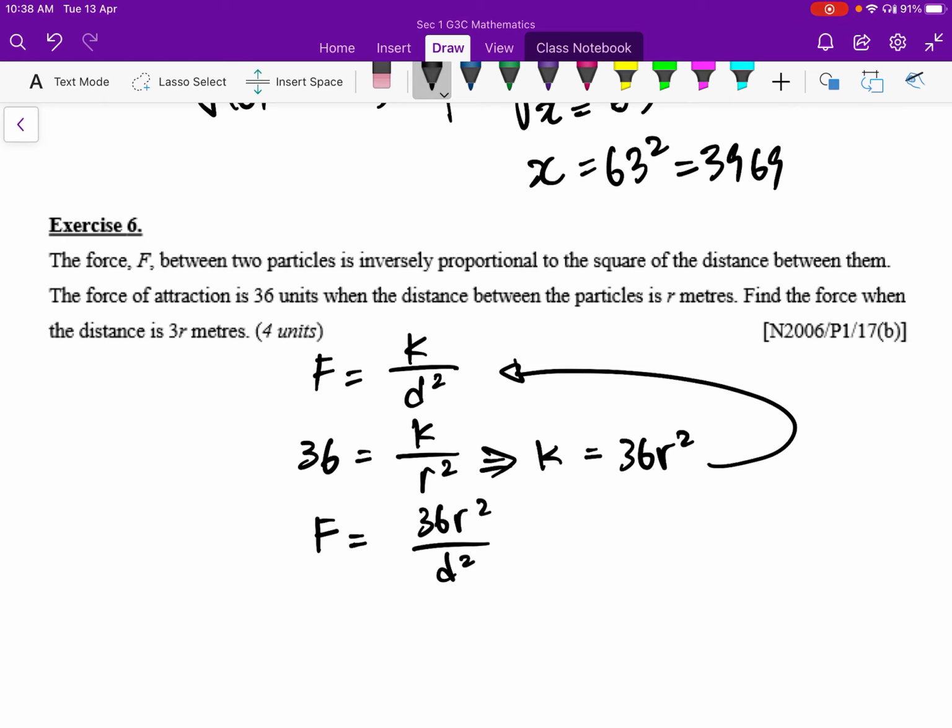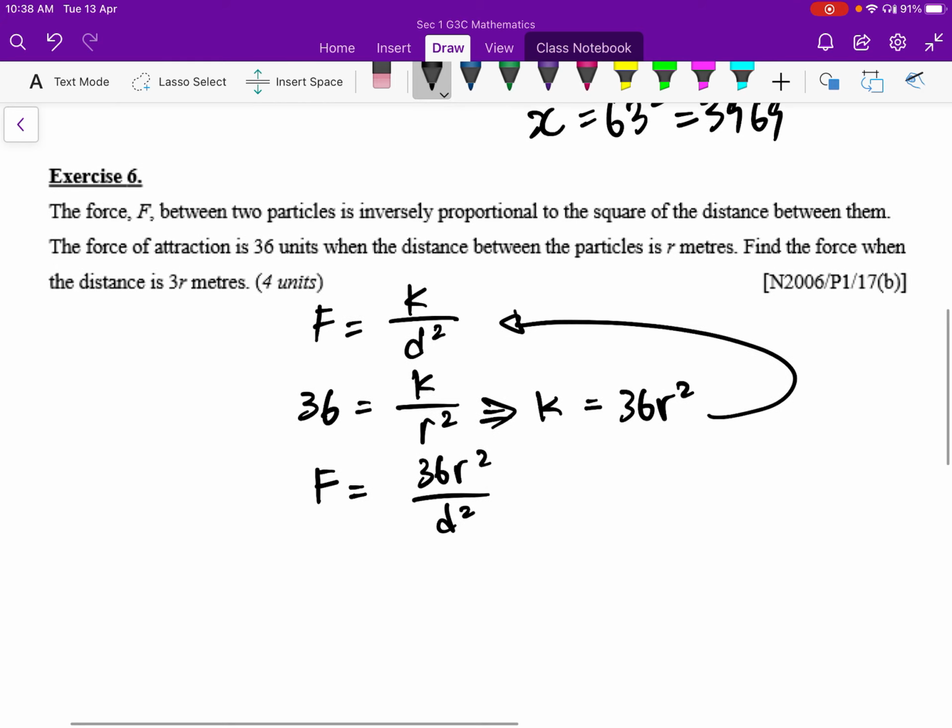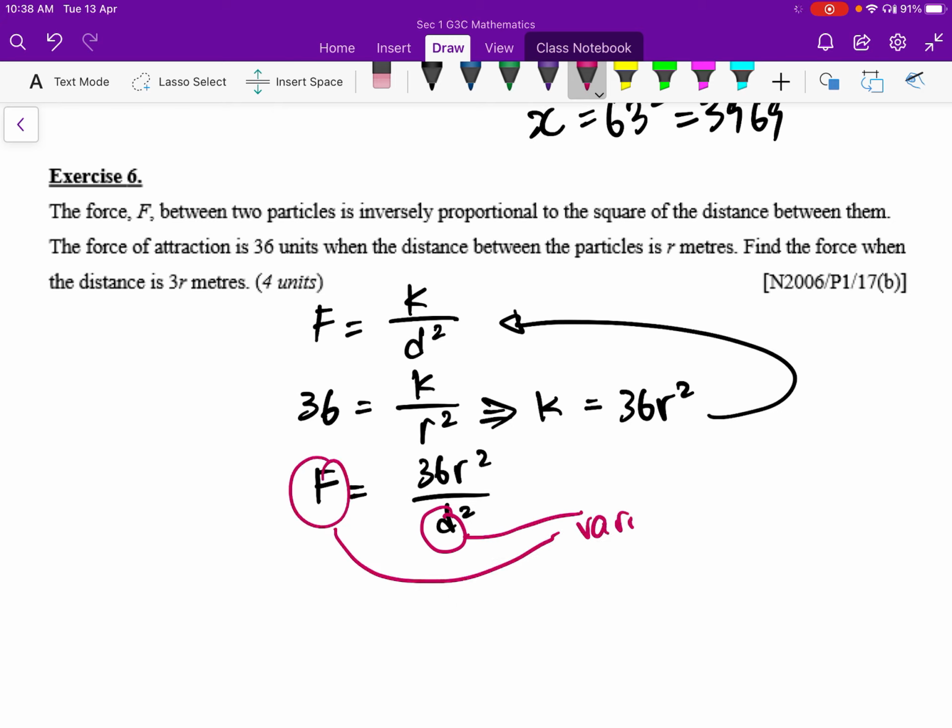Wow, looks complicated. We now have 3 unknowns over here, but there's a distinction. This D and the F, they are variables, whereas this R over here is a constant. They make a distinction between what is a variable and what is a constant. The third line is our updated formula now.